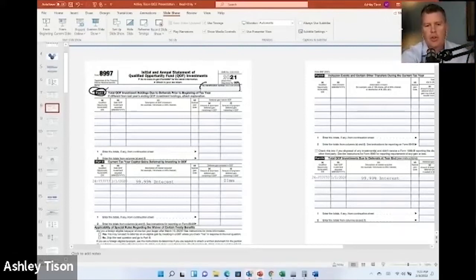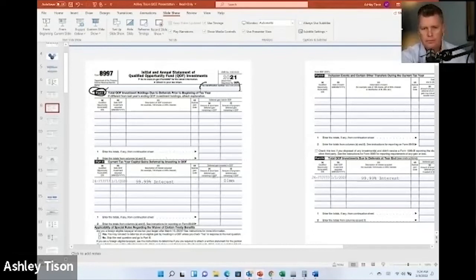Part two is current year capital gains deferred by investing in a qualified opportunity fund. And so you're going to list the EIN of the fund that you deferred into. You're going to put the date when you put your investment into the fund. So in this case, somebody invested on January 1st, 2020. And then you're going to show what you got, a description of the interest acquired. And in this case, this person got a 99.99% interest in their QOF. And then you're going to indicate right here the amount of the long-term deferred gain remaining in the QOF at the end of the year.